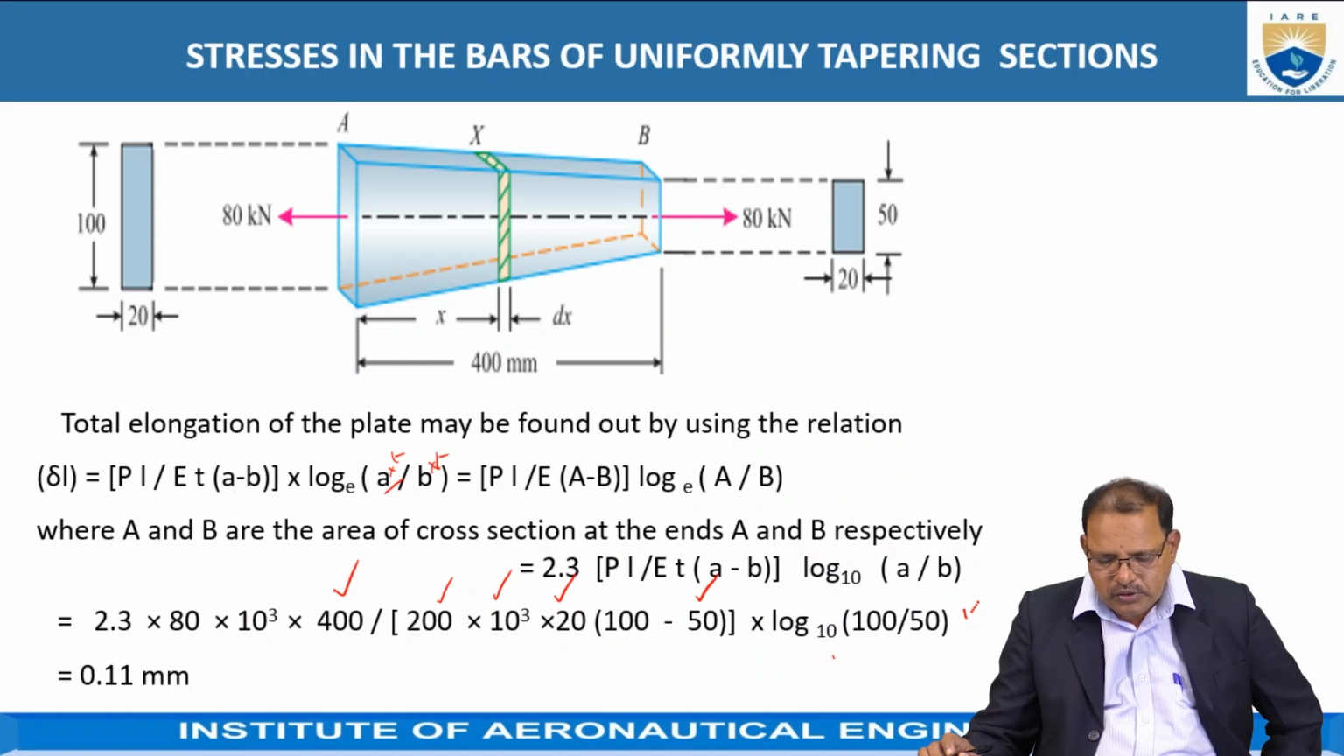0.11 mm now. This is the elongation produced in the bar, which has uniform thickness, and the breadth varies from 100 mm to 50 mm as shown in the figure.